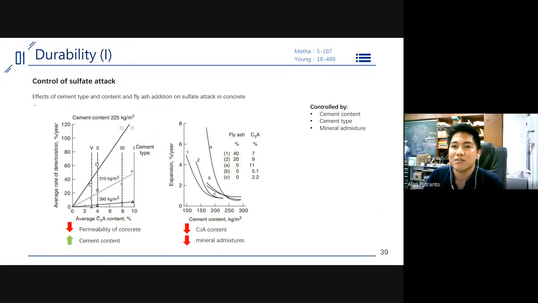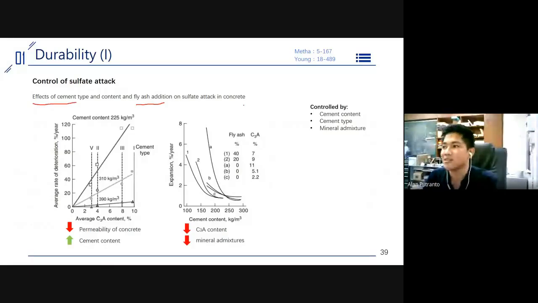For the effect of cement type and fly ash addition on sulfate attack in concrete, let's take a look. Actually, sulfate attack, like I said before, is controlled by cement content, cement type, and mineral admixture. I want to discuss more about this later, but let's talk about this graph first. When the permeability of concrete is decreased and the content of cement is increased, deterioration because of sulfate attack should be reduced.